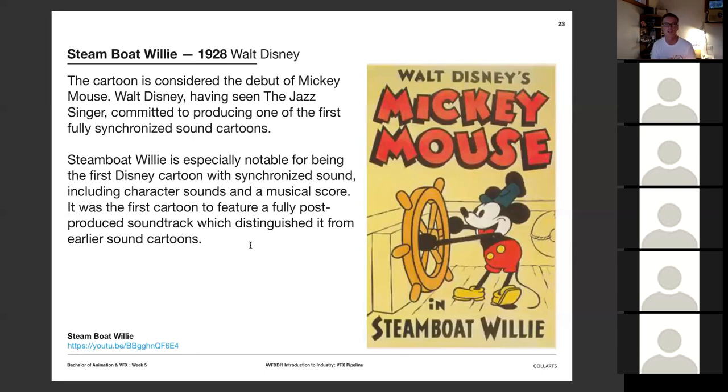So that was The Jazz Singer. And basically Walt Disney went, oh, that's kind of cool. I want to make the animated equivalent of The Jazz Singer. We've got this new kind of technology here, and it's all about sound and syncopated sound and musical scores. And so he made Steamboat Willie, which is the first cartoon to feature a fully post-produced soundtrack, which essentially set it apart from every other cartoon.